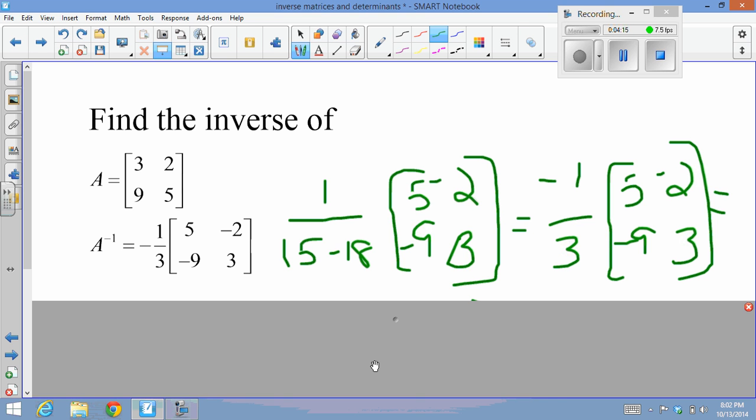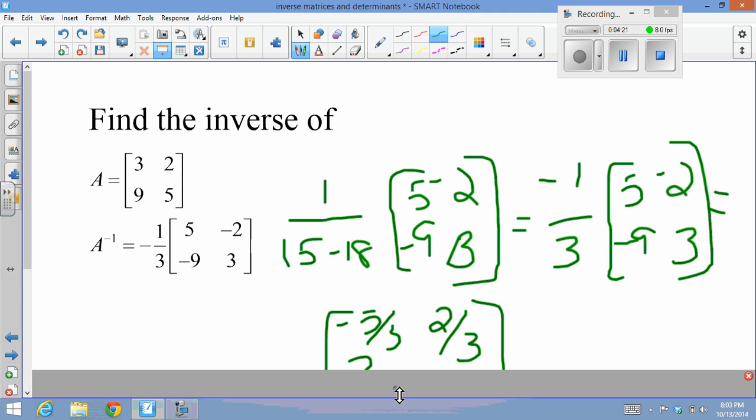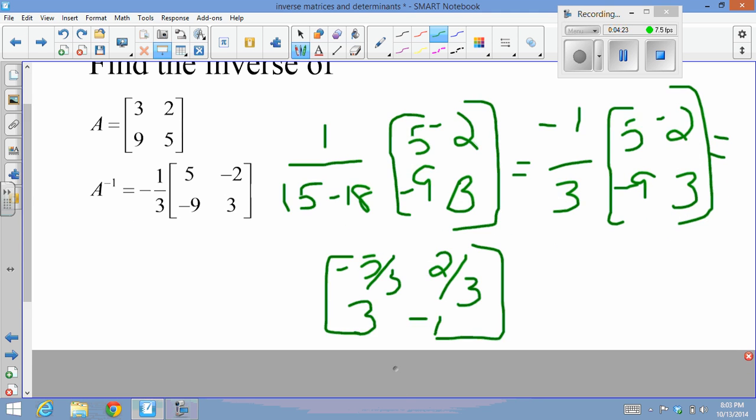And then from there, I would just take those numbers and I'm going to multiply them. So when I multiply the 1/3 into the parentheses, I'm going to be left with 5/3 here, negative 5/3 and 2/3, and then 3, and then negative 1. So that would be the answer that we get when we find the inverse of that 2 by 2 matrix.